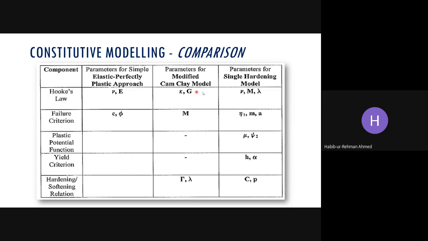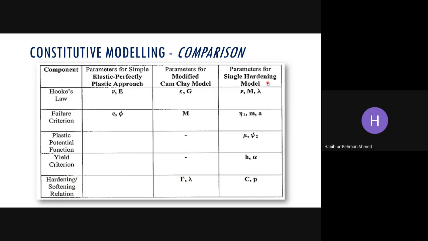This is the modified Cam clay model which I showed you, and there is another model called the single hardening model. So for elastic perfectly plastic, Hooke's law is just used over here. E and nu are required, and finally for the failure criterion, c and phi are required. But if we look at the corresponding parameters for modified Cam clay, we require 2 parameters to define the elastic part, 1 parameter for the failure criterion, and 2 parameters to define the hardening or softening relationship.